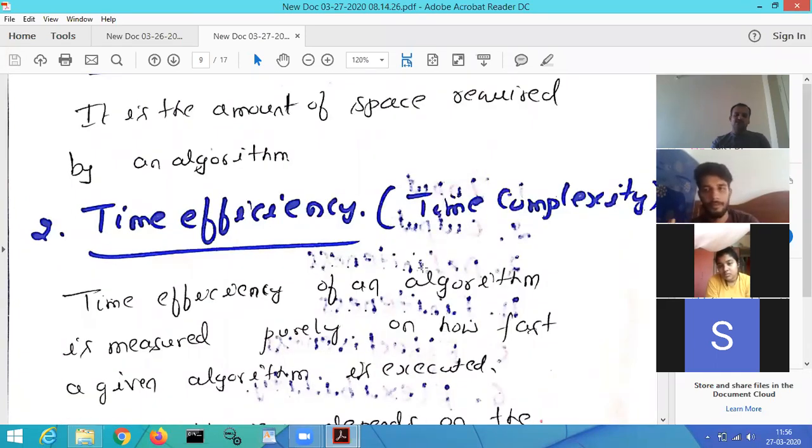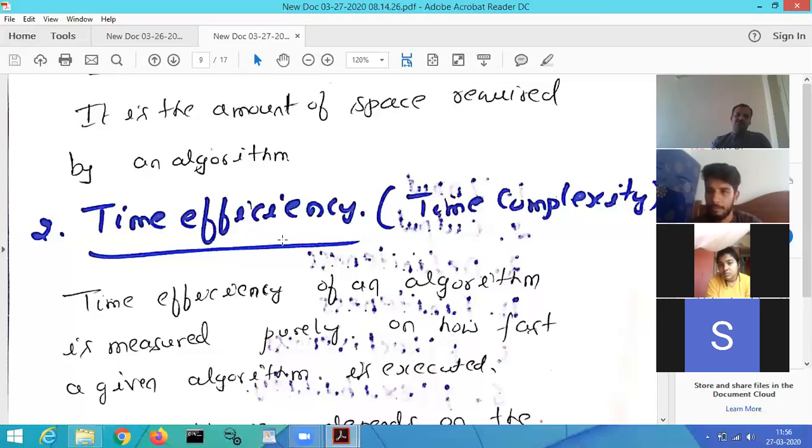If you take Euclid's algorithm, as you increase the value of m and n, you give m is equal to 5 digits, n is equal to 5 digits, m is equal to 10 digits, n is equal to 10 digits, m is equal to 1000 digits, or n is equal to 1000 digits. How exactly does your algorithm return the results? How fast does your algorithm give results? That is what time efficiency is all about. Time efficiency is nothing but the amount of time taken by an algorithm for its completion.